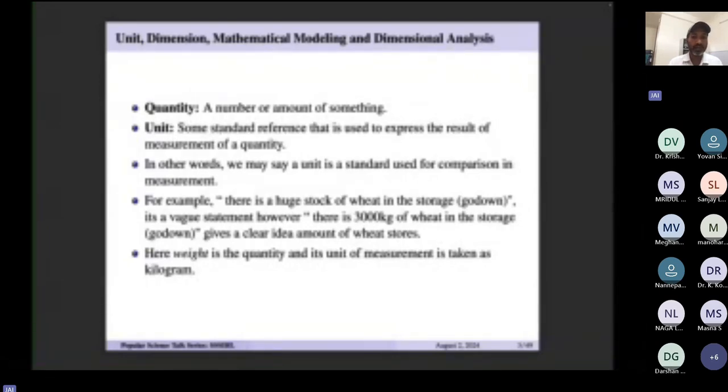we use some kind of standards, right? Those standards are used to express the result or the measurement of the quantity. So these standards we define as the unit of the quantity.